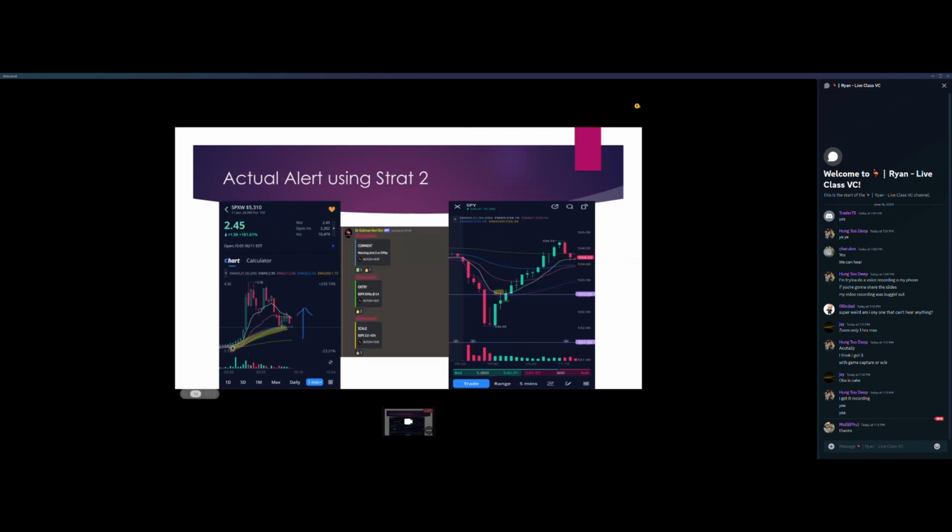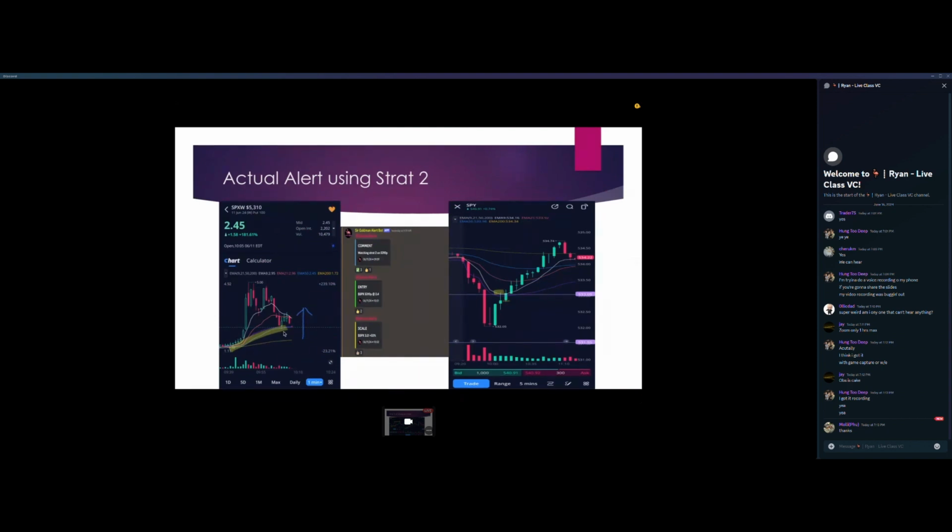We have the initial strat 2 entry. No one's entering this. I'm not entering this. But we get the retest. This is the first retest. So this is good. First and second retest. Remember, those are the best. Right here, we get the retest here.